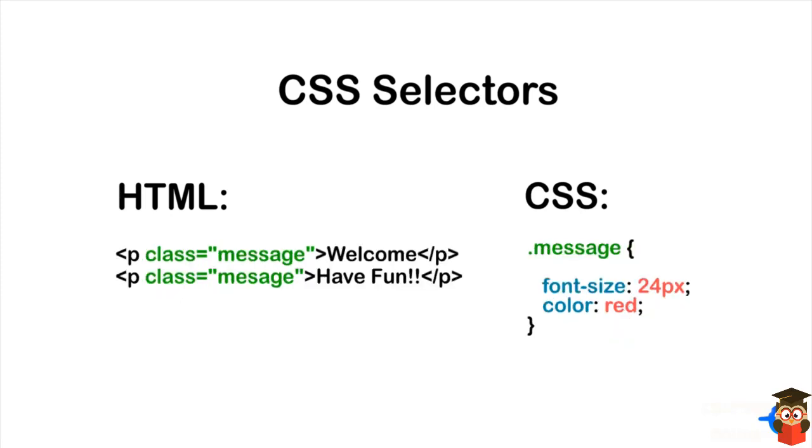Now say we want to style multiple HTML elements with the same style, then we can use the class property. As you can see here, we're selecting all the paragraphs with the class message, and we're giving them a color red.